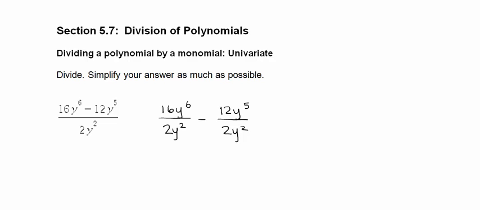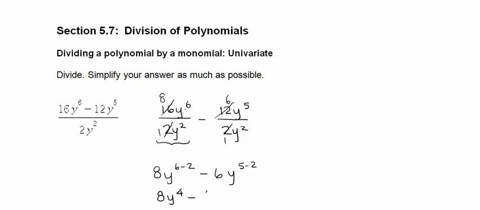Now I'm going to just go ahead and simplify each one of these. So I have 16 divided by 2, right? 2 goes into 2 one time, 2 goes into 16 8 times. So I have an 8 in the numerator. And then remember, when I have the same bases, I simply subtract my exponents, right? So I'm going to be left with 8, and it's going to be y to the 6 minus 2. And then the next one I have here, 2 goes into 2 one time, goes into 12 6 times. So I have a minus 6, and then I'm going to have a y to the 5 minus 2. And then if I simplify that, I simply have 8y to the 4th minus 6y cubed. And that's my answer.